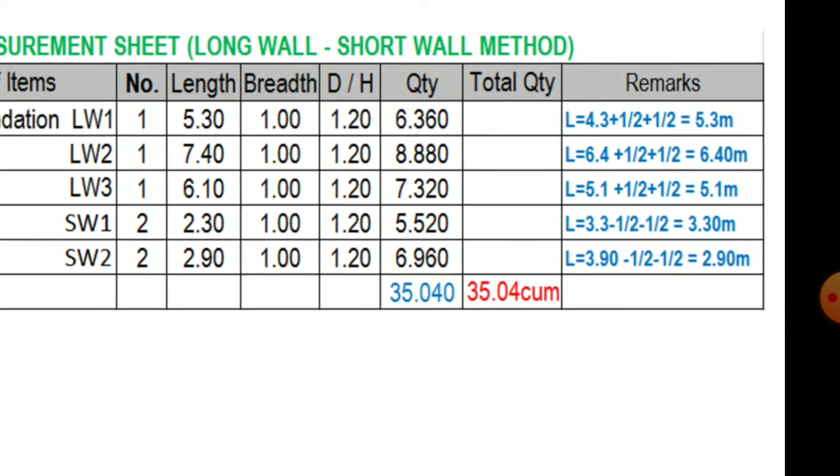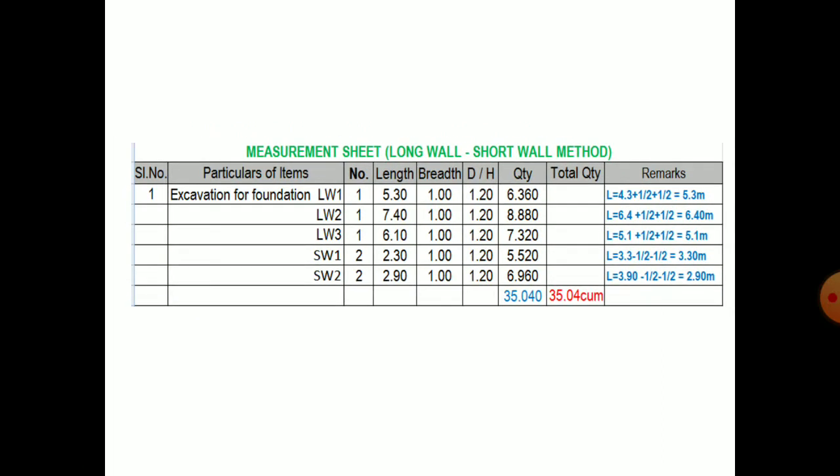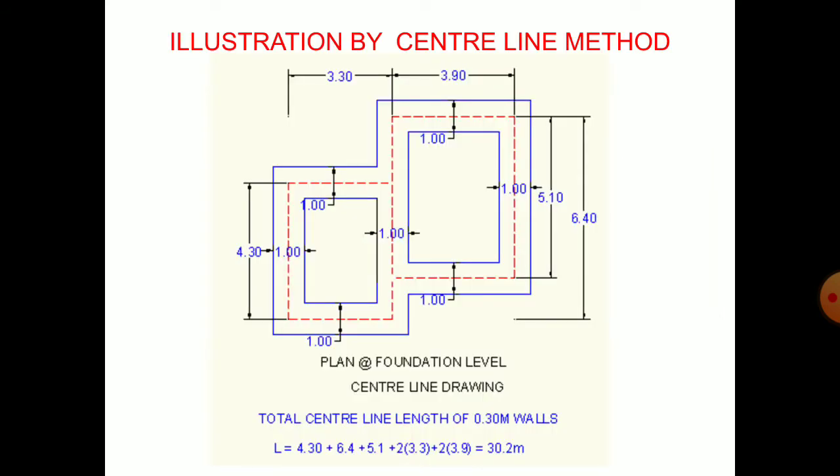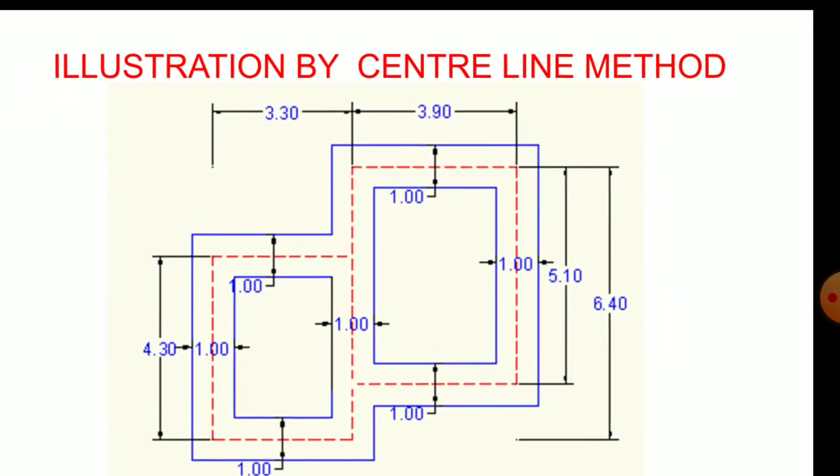So the total quantity for excavation will be 35.04 cubic meter. Now we will calculate the excavation for foundation item by the centerline method. For the centerline method, again you should know the centerline length of all the walls.